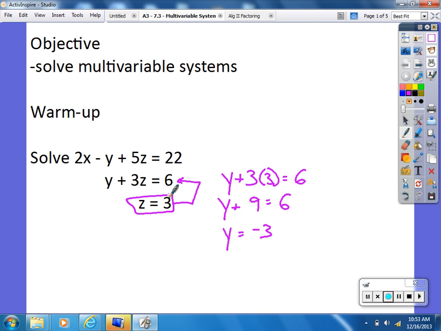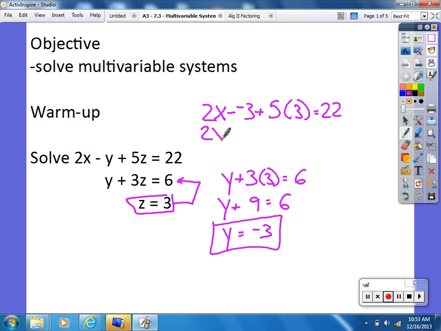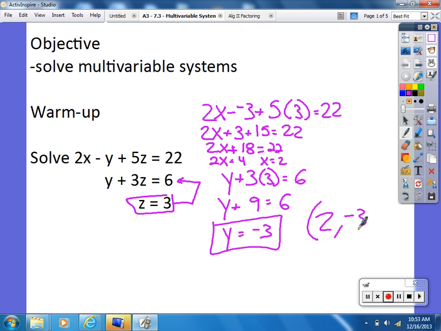So now I have z and I have y. I only need to find the letter x. So 2x minus negative 3 plus 5 times 3 equals 22. So 2x plus 3 plus 15 equals 22. 2x plus 18 equals 22. So 2x equals 4, x equals 2. And now I just need to write my final answer as an ordered pair, 2, comma, negative 3, comma, 3. That's my answer. Any questions on this one?